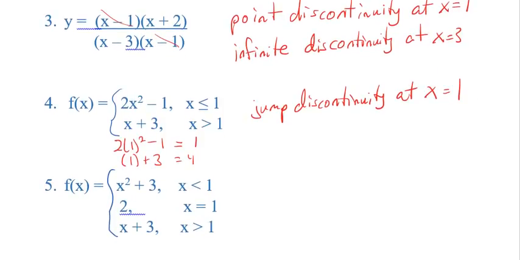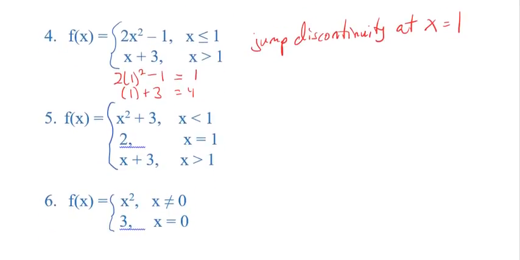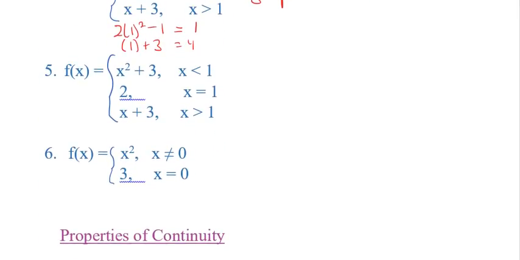All right, number 5 is another one. This one's a little bit more interesting, I guess. It has 3 pieces. Notice what's happening. You have x before 1, at 1, and after 1. So just like in example 4, we need to look at the before and after. Before 1, x squared plus 3, that's a parabola, and so that we know is smooth and continuous. After 1, it's x plus 3, that is a line. Lines are smooth and continuous with no problems. So before 1 and after 1, there are no problems.